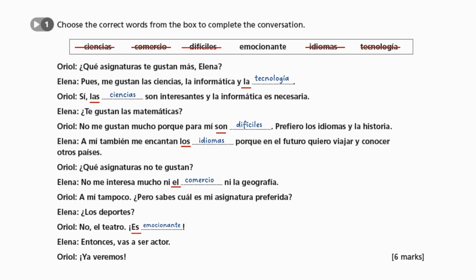So let's just check it fits sensically. We are talking about their favourite subject because we can see the phrase asignatura preferida, and this word is describing their favourite subject, so it needs to be positive. Well, emocionante means exciting, so we can see that it also fits sensically as well. And we've used all of our words, so we've completed the task successfully.